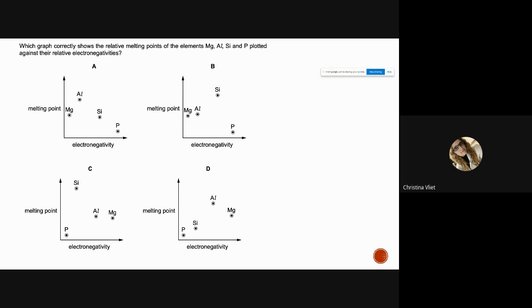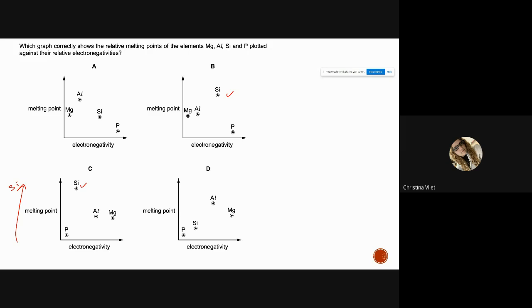All right, let's see. Which one do you want to compare first, melting point or electronegativity? Melting point. So melting point, it says here, is on this axis. So we would look for the highest element to be what? Silicon. So highest on melting point should be silicon, right? So that means that phosphorus, aluminum, magnesium have that. Silicon's the highest in B and in C.